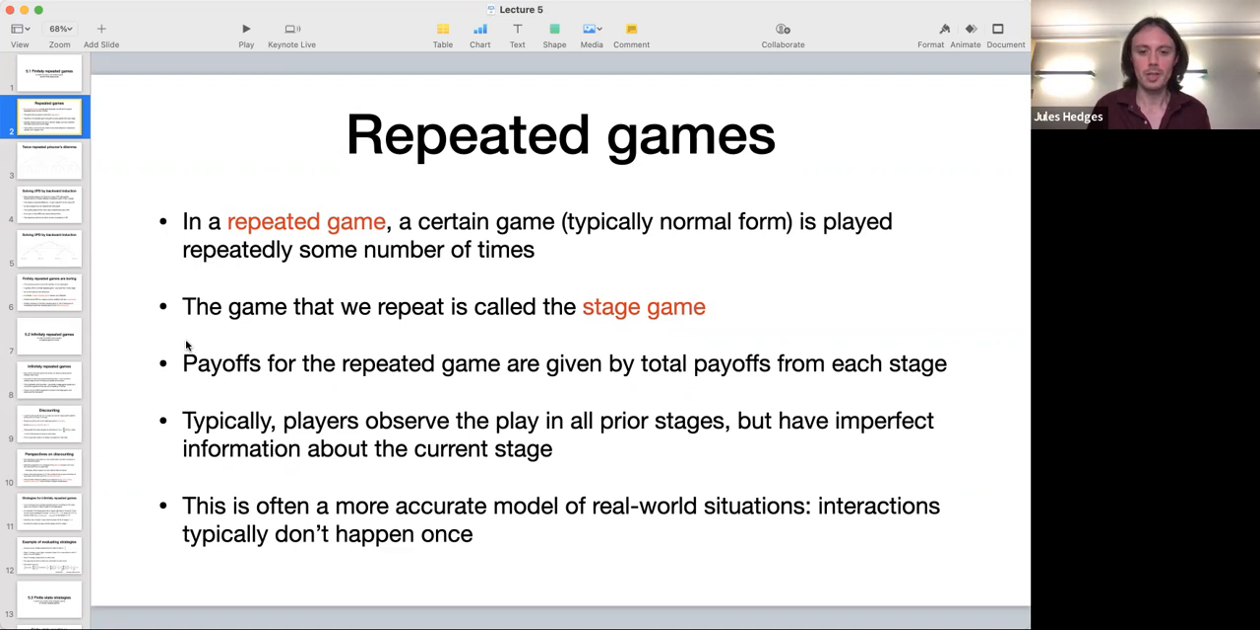This is obviously an interesting thing to do if we want to model real world situations, because most of the time in practice, interactions don't happen just a single time, but they happen repeatedly. So players can, for example, form reputations or opinions about what each other are likely to do.